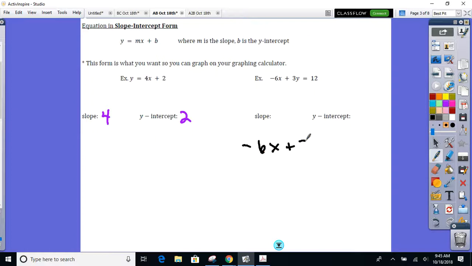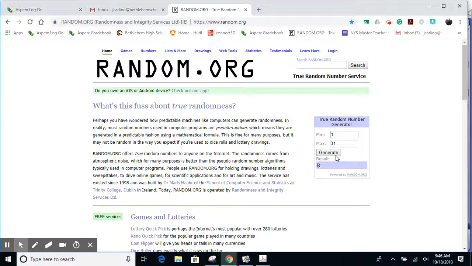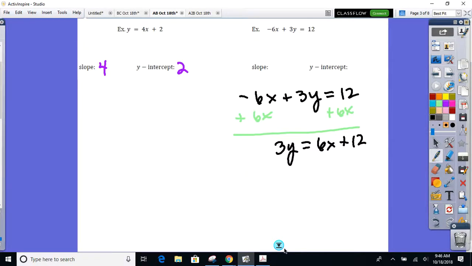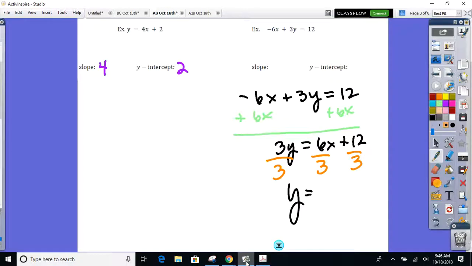Yep, everybody add 6x over. Can't combine the 12 and the 6x. So 3y equals 6x plus 12. Next step. Divide everything by 3. So to put it into slope-intercept form, it'll be y equals 2x plus 4.